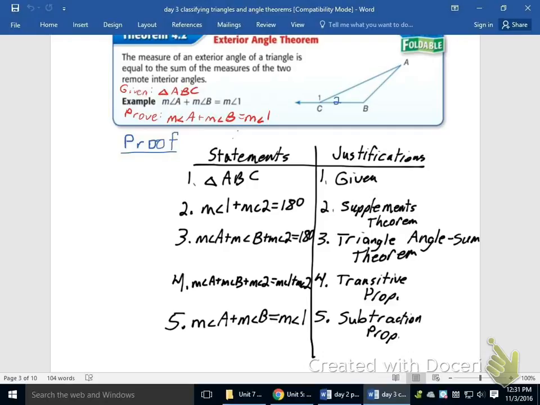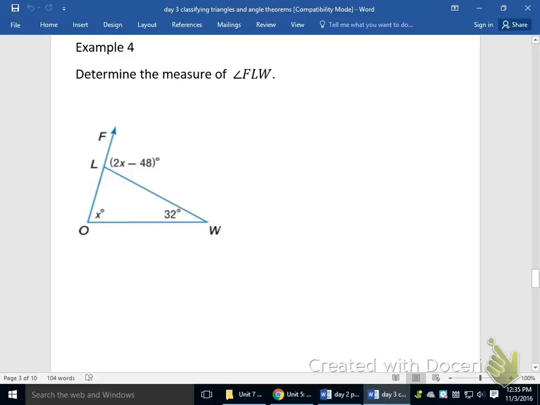This is called the exterior angle theorem, and it's really, really useful on triangles whenever you have limited information. This is an example right here of where the exterior angle theorem would really be useful. I have to find x in order to ever be able to find the measure of angle FLW. So let's start by finding x. Now, I don't have this third angle inside the triangle, so I'm not going to add to 180. But what I can do is I can take the measure of angle O, add it to the measure of angle W, and that will equal the measure of angle FLW.